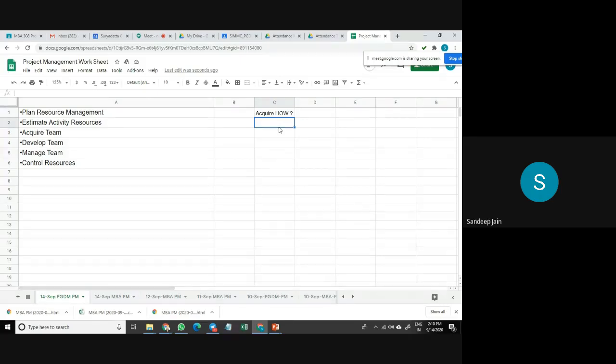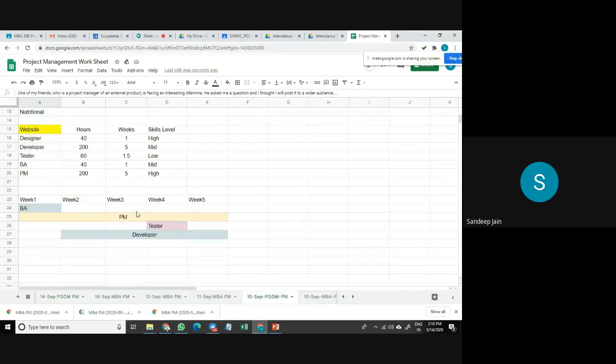We already did an example on identifying or estimating the resources. We did a resource breakdown. We made a list of the resources. Yeah, we have done this kind of exercise before. We identified we require a designer, developer, tester, BA, and PM. And some more were done earlier.